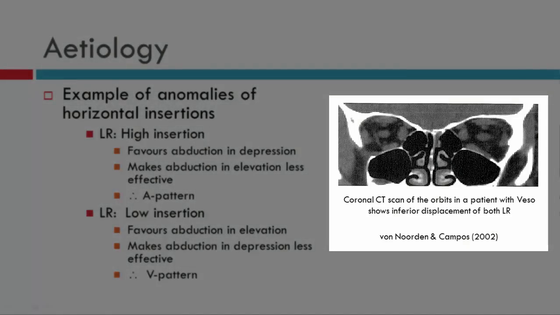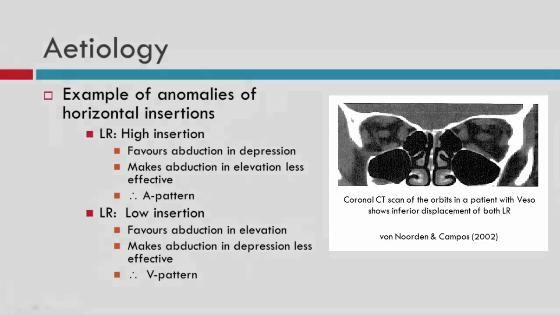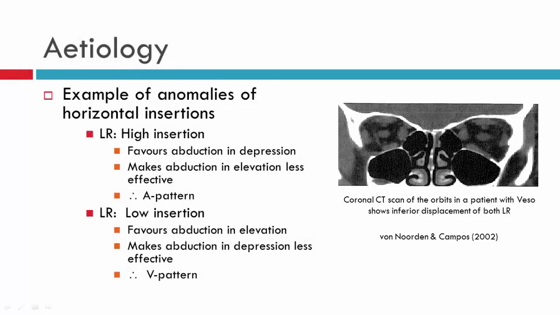In the coronal CT scan here to the right, that is in the von Noorden and Campos textbook, we can see that the lateral rectus, these are the lateral rectus here, we have a displacement of both these lateral rectus downwards. So in this instance, we have a low insertion and the patient presents with a V pattern clinically.